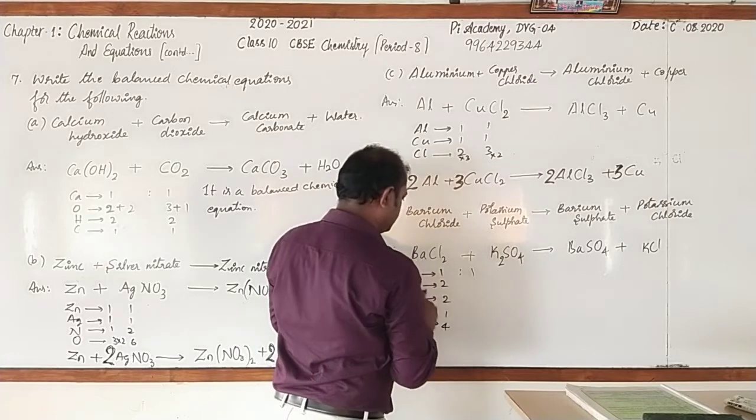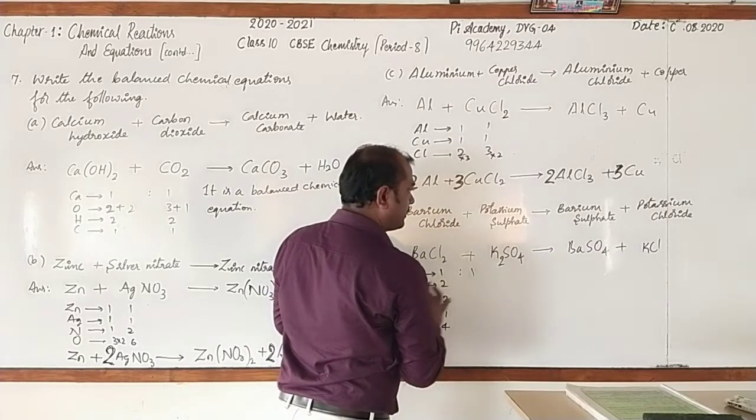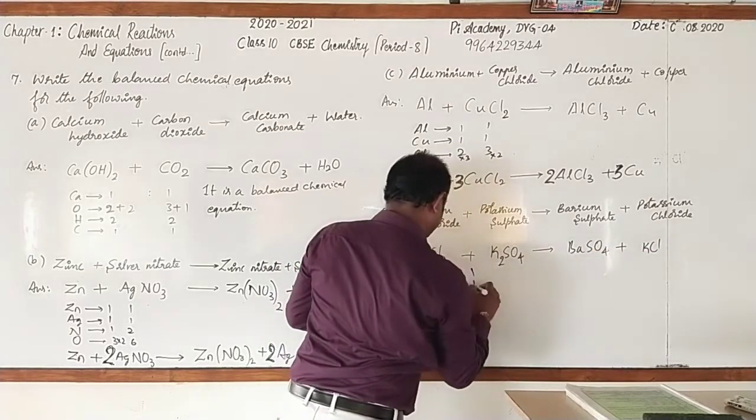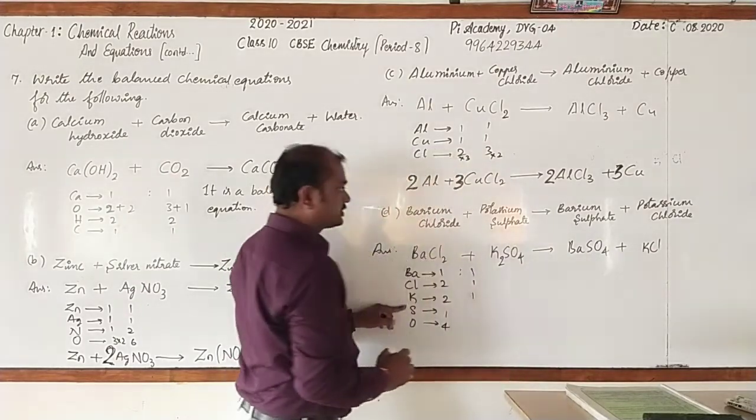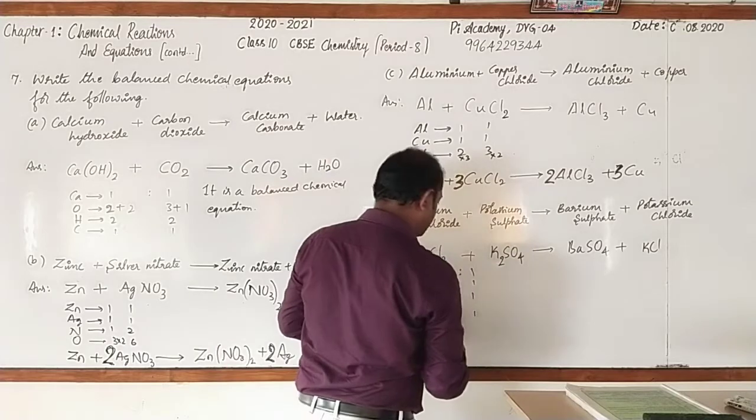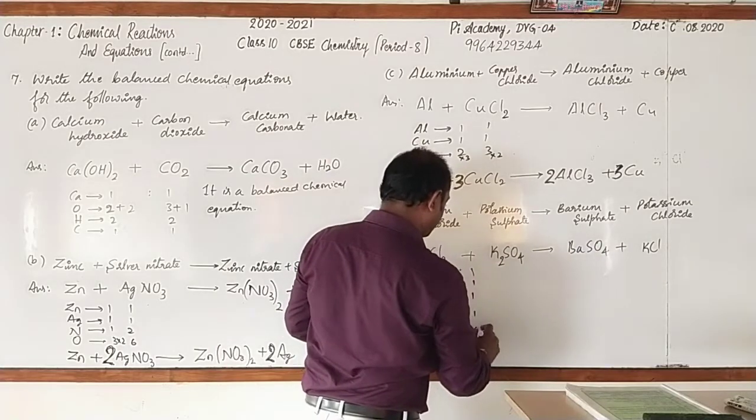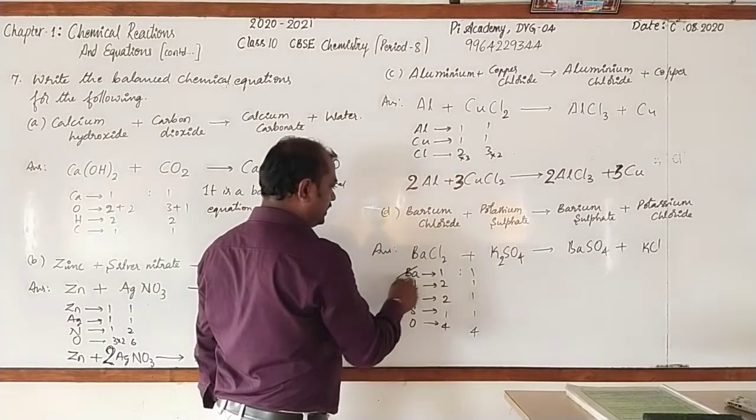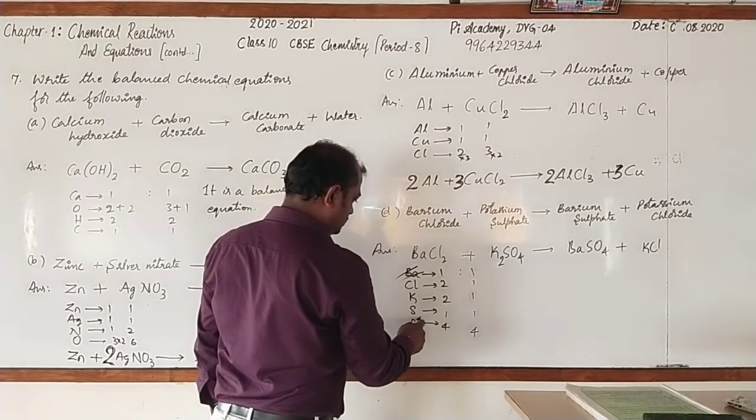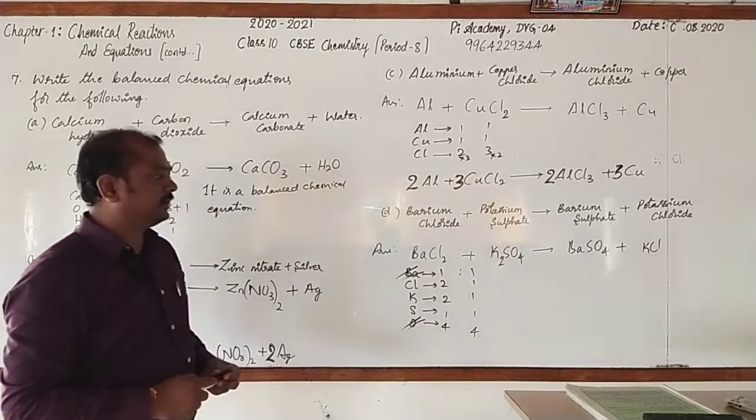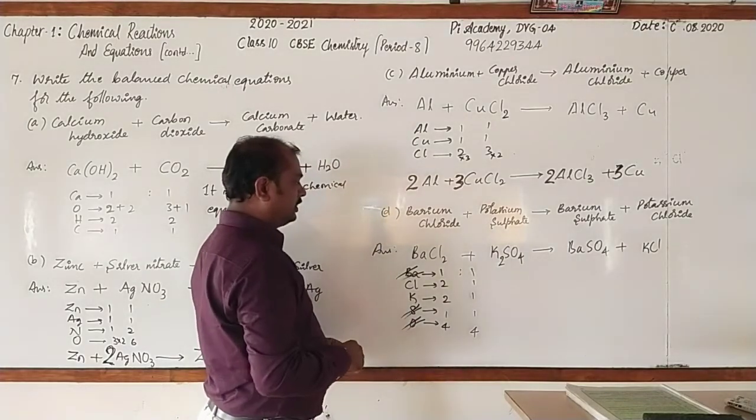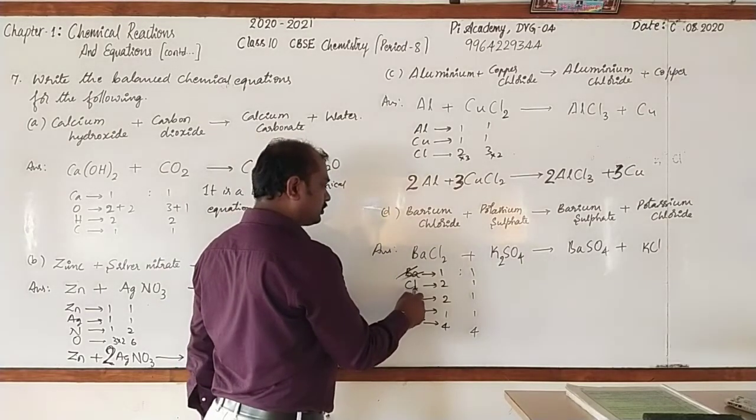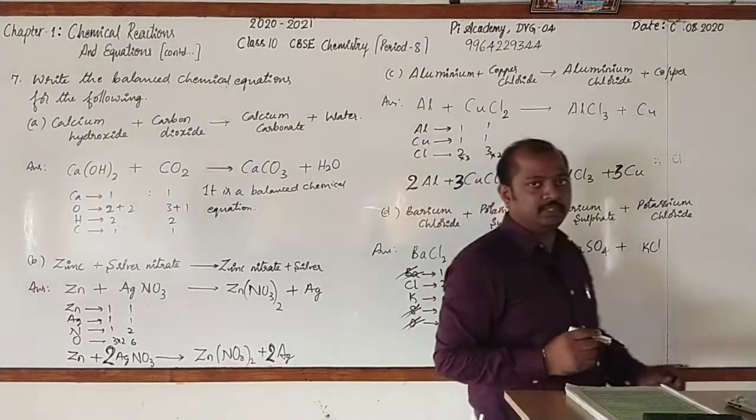barium 1, chlorine 1, potassium 1, sulfur 1, oxygen 4. See that here barium is balanced, oxygen is balanced. Then which one will you go for? Even sulfur is also balanced. Hence you can go for either chlorine or potassium.